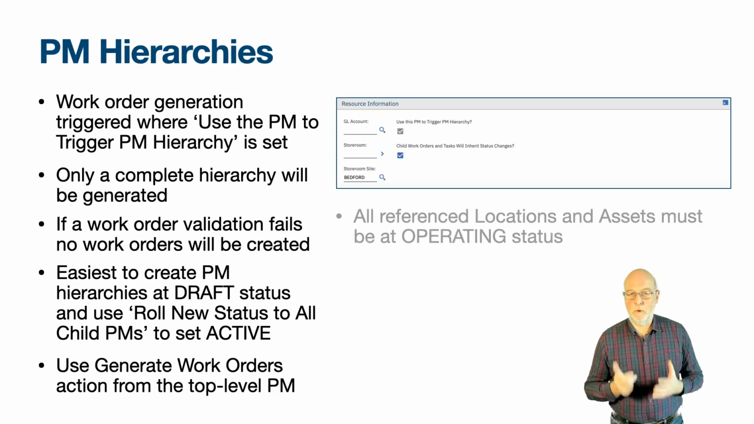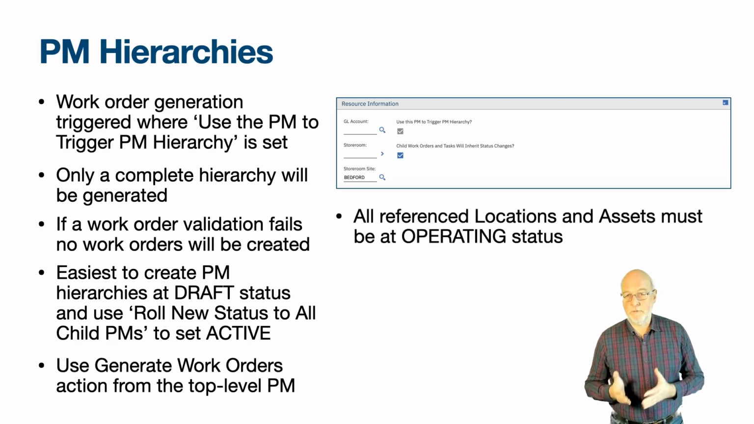Another point that you should be aware of is that when you generate a PM, the asset or location must be at an operating state or a synonym. This applies to all PMs in the PM hierarchy, and you might find that some, but not all PMs in the hierarchy have a work order generated.